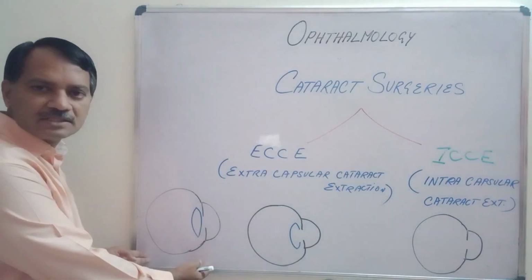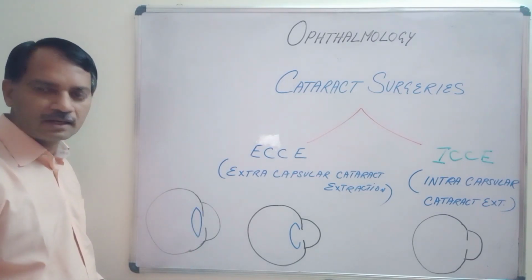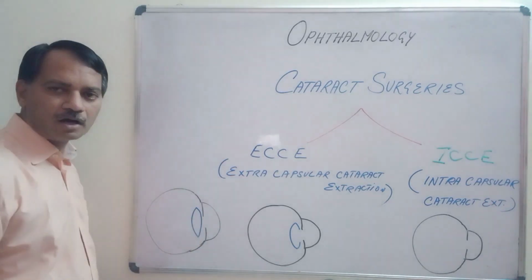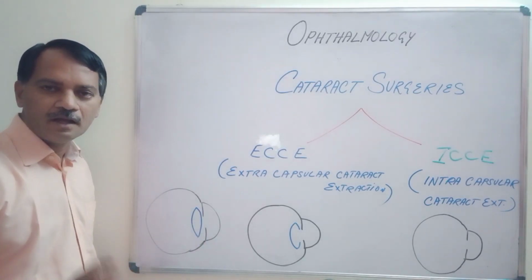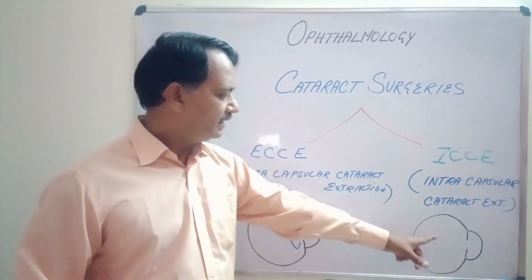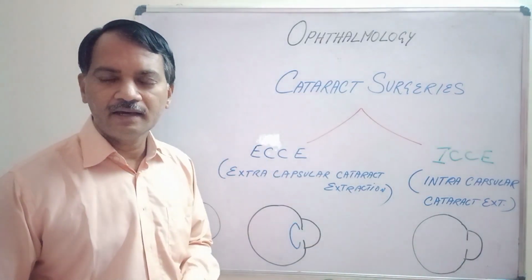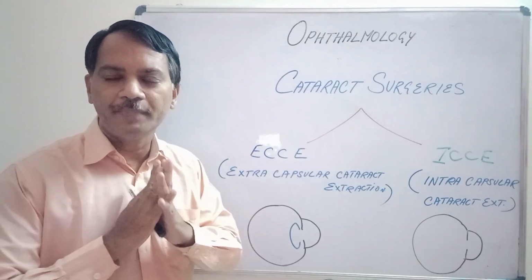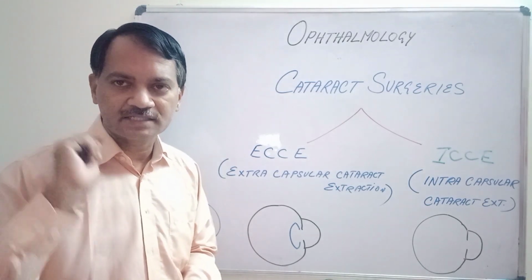Now you can see this is the normal eye where you can see the lens drawn in blue color. The blue color is intact here. So this blue color is drawn to indicate the capsule of the lens. Here the entire capsule is intact. When we do an intracapsular cataract extraction, here you can see that there is no blue color at all, there is no lens at all. Here the entire cataractous lens along with its capsule is completely removed. That is called as intracapsular cataract extraction.